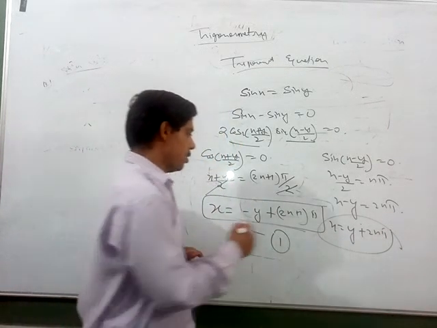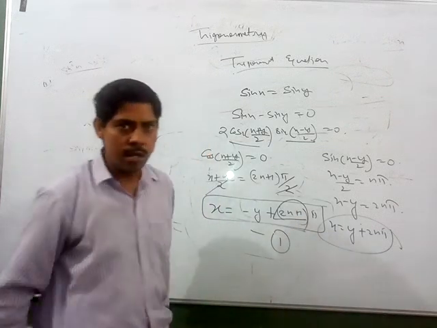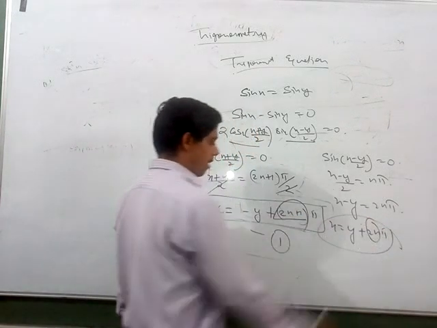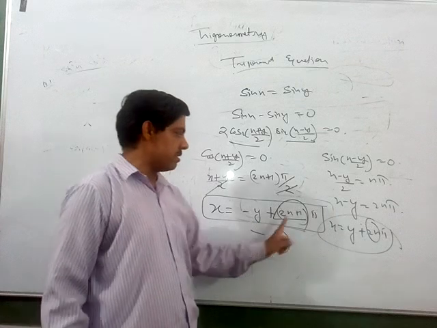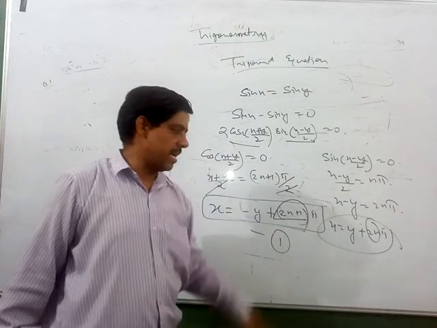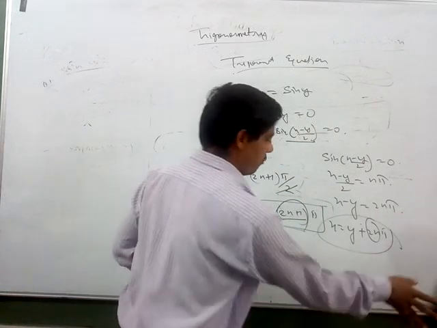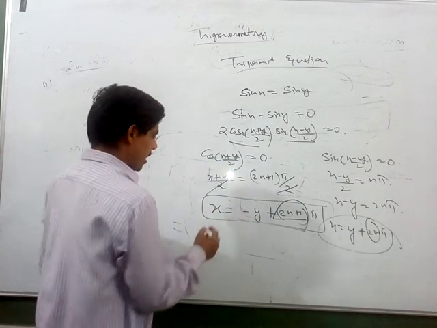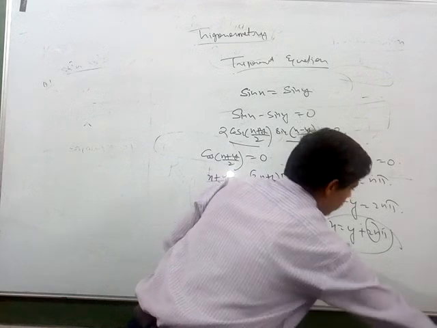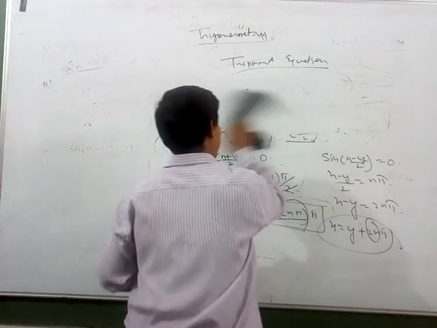Now remember, 2n plus 1 is always odd and 2n is always even. So we are getting a minus sign with odd and a plus sign with even. To write this, we use one operator. That operator works like this: look at minus 1.